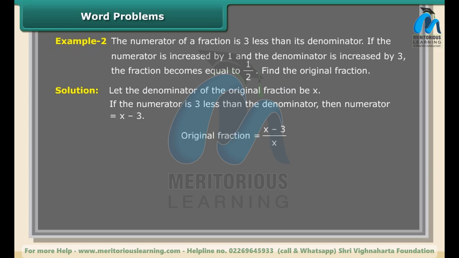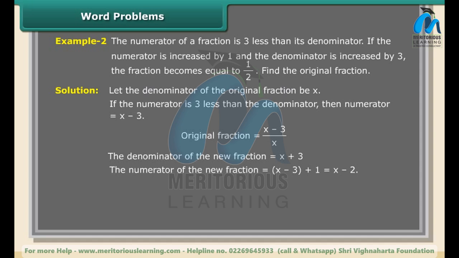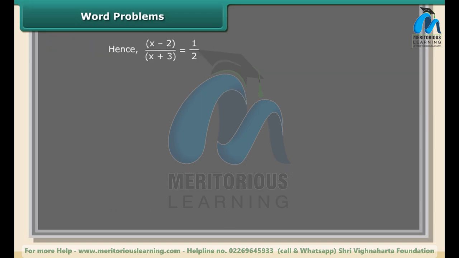Original fraction is equal to x minus 3 upon x. The denominator of the new fraction is equal to x plus 3. The numerator of the new fraction is equal to x minus 3 plus 1, which equals x minus 2. The new fraction is equal to x minus 2 upon x plus 3. The new fraction becomes 1 upon 2. Hence, x minus 2 upon x plus 3 is equal to 1 upon 2.